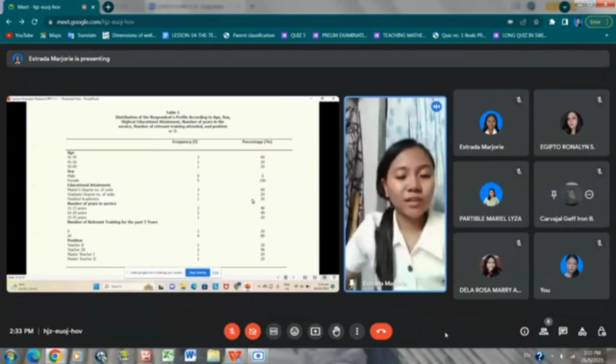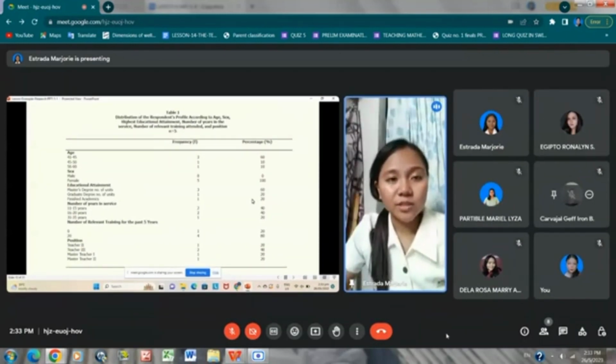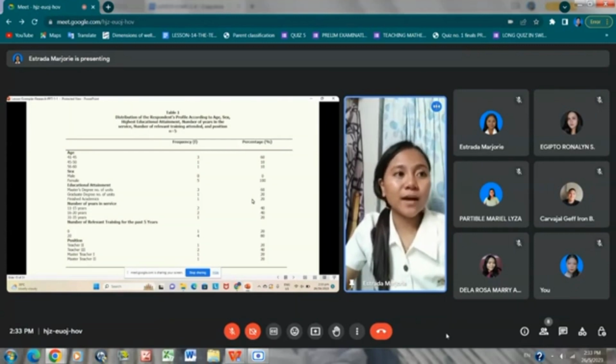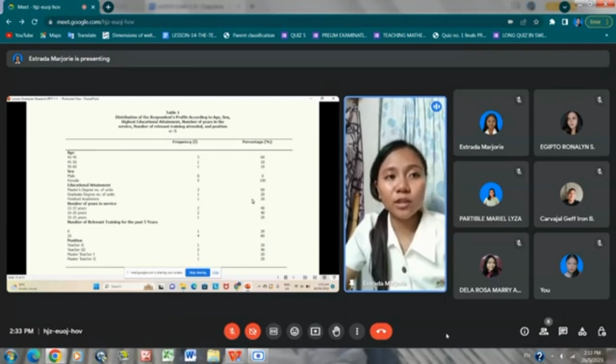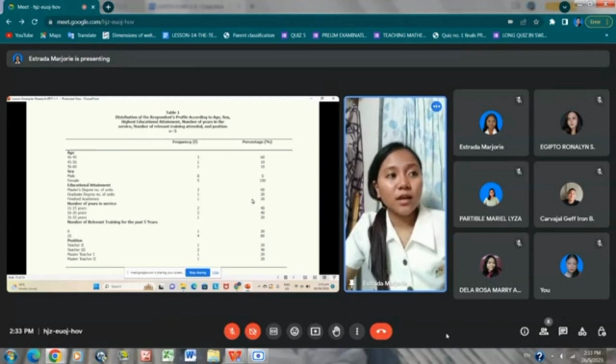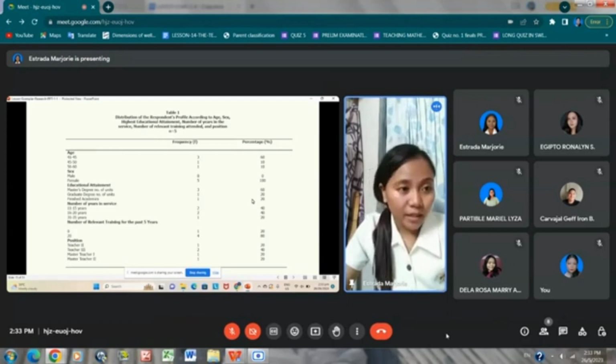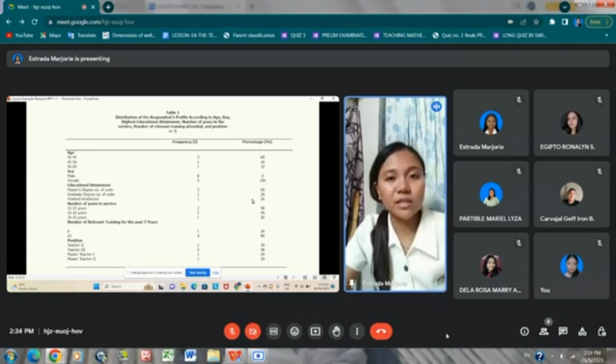The educational attainment shows there are 3 participants who graduated with a master's degree, 1 participant with a graduate degree, and 1 participant who finished academic units. The number of years in service shows that 2 of the participants have 11 to 15 years in service, another 2 participants have 16 to 20 years in service, and 1 participant has 31 to 35 years in service.